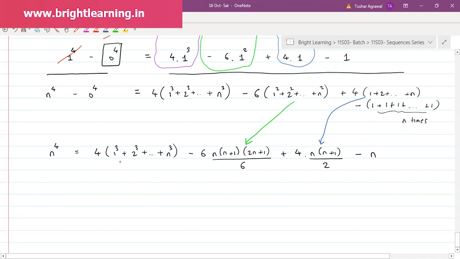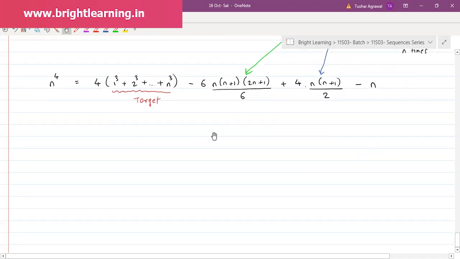And this was my target. Now can you do the reshuffling, factorization, all those things? Then you will get the desired result. 1 cube plus 2 cube and so on up to n cube will be equal to n into n plus 1 upon 2 complete square.